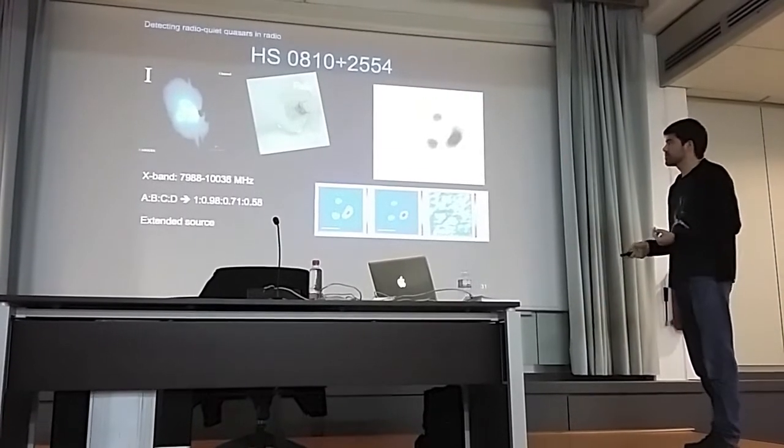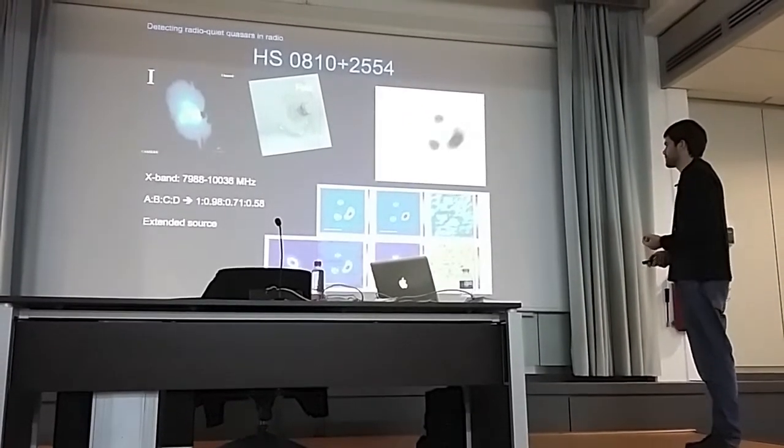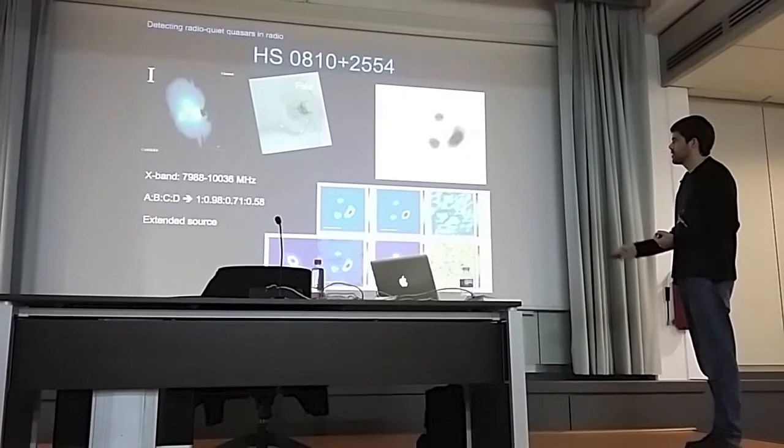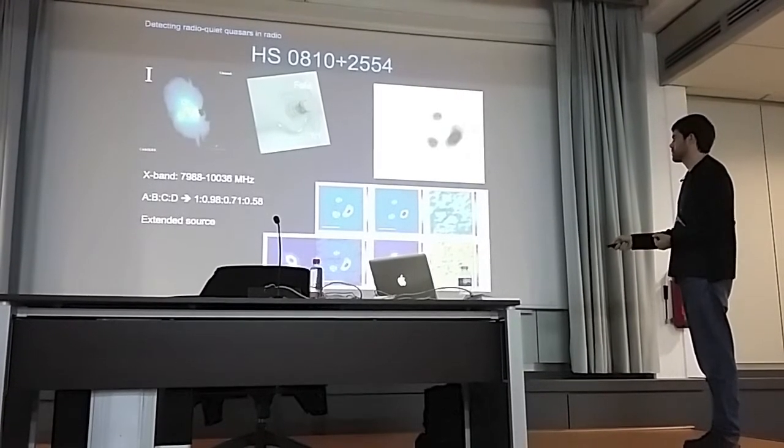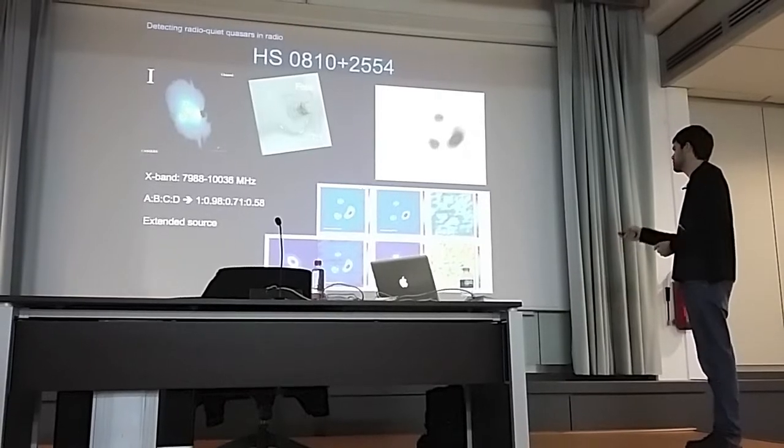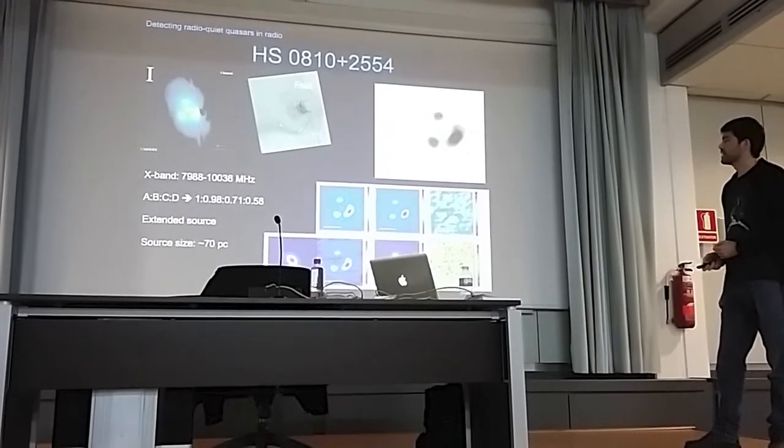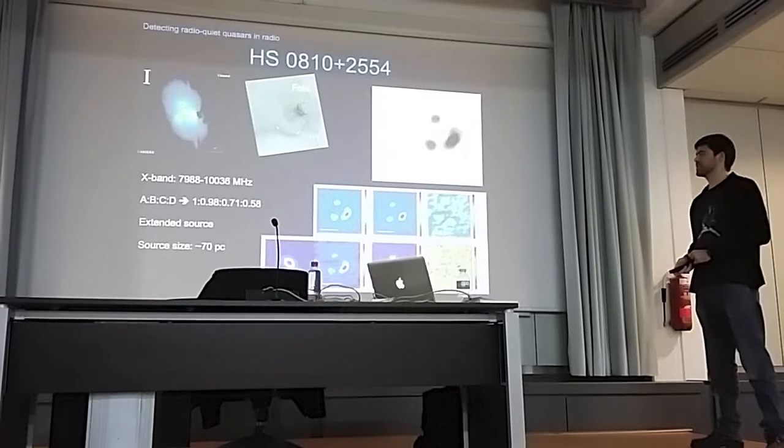So we can use this to try to estimate the size of the source itself. So when the model was fit with an elliptical Gaussian, we reproduce the image much better. Residuals are lower, and we can estimate the source size of about 70%.